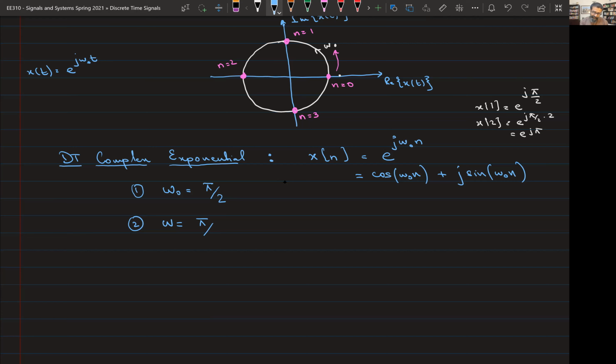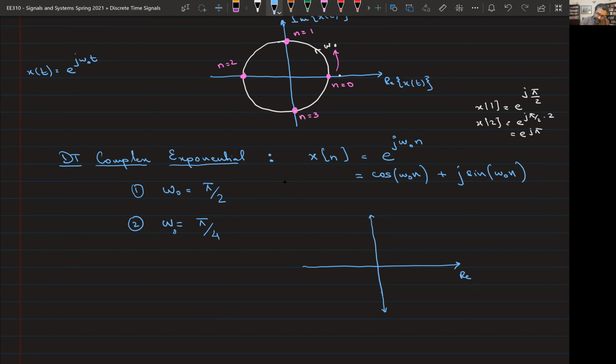And then let me try out pi by 4. What do you think, Hamza? What will happen now? Sir, now between n equals 0 and n equals 1, there will be one more point. Excellent. But it's still on a circle.